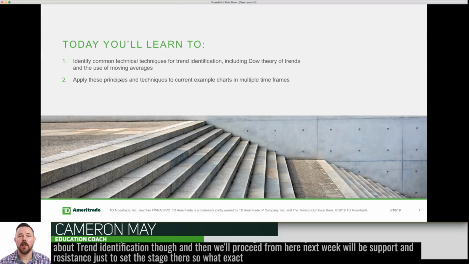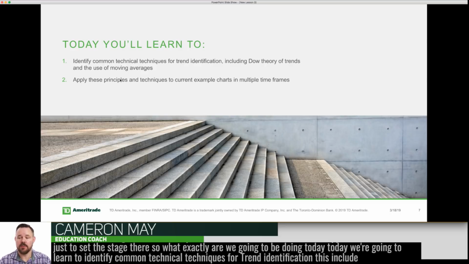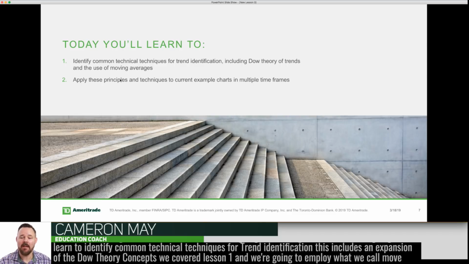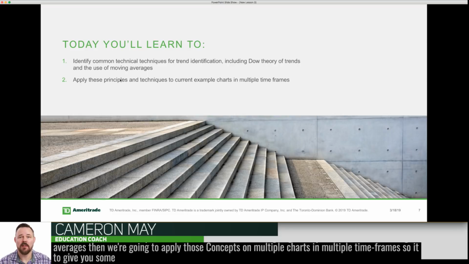So what exactly are we going to be doing today? Today we're going to learn to identify common technical techniques for trend identification. This includes an expansion of the Dow theory concepts that we covered in lesson 1, and we're going to employ what we call moving averages. Then we're going to apply those concepts on multiple charts in multiple time frames to give you some repetition with these brand new concepts.